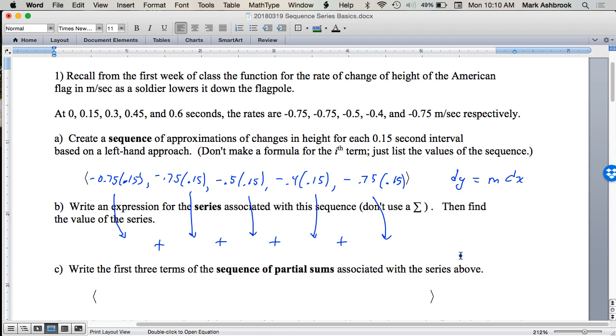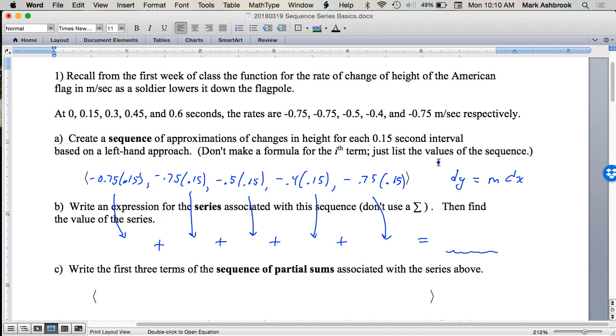Okay? And then finding the value would just be using a calculator and you get some number. And what would that be? That would be the total of all the individual changes in the 5 intervals, right? You'd be totaling up the individual changes in the 5 intervals, so we'll keep that in mind for later. And that would be what that value is.